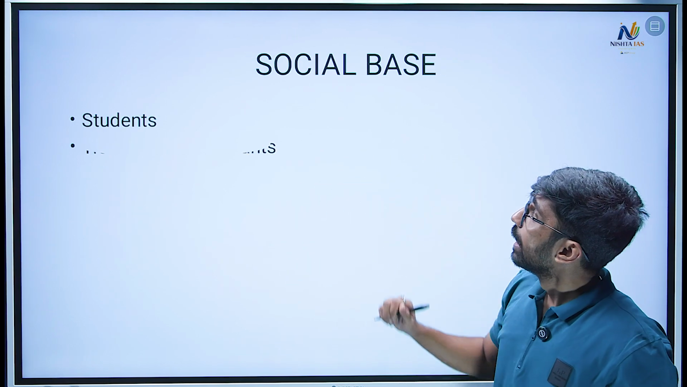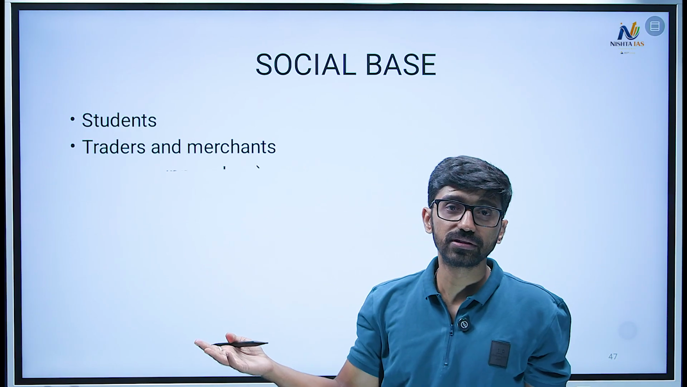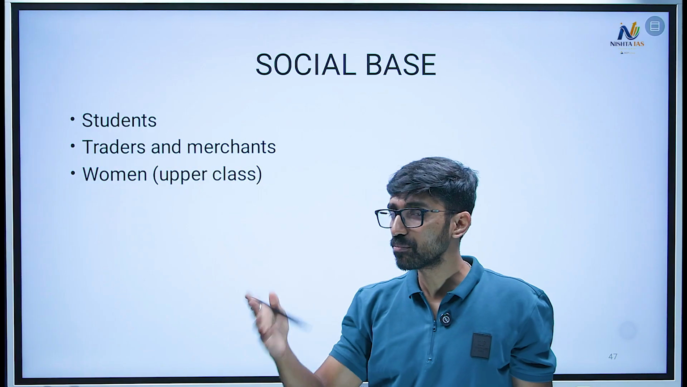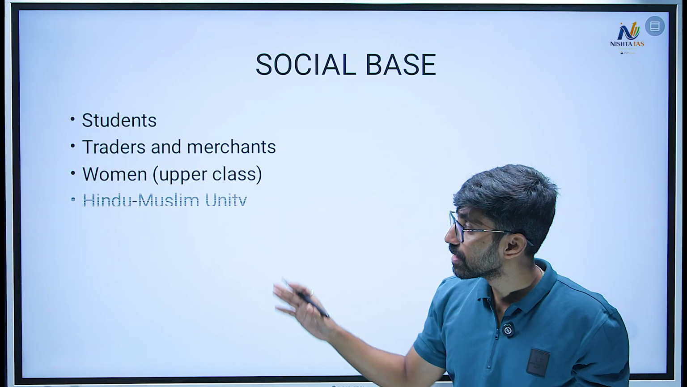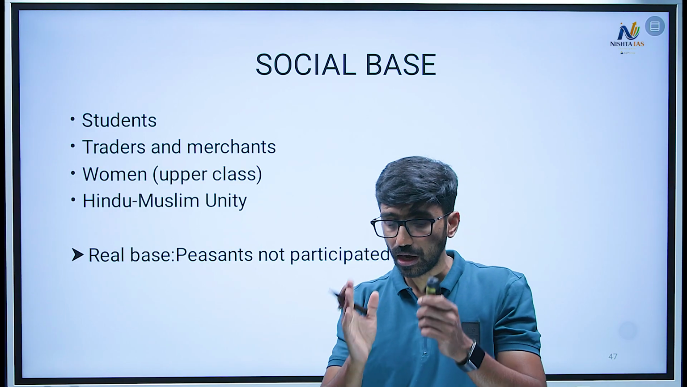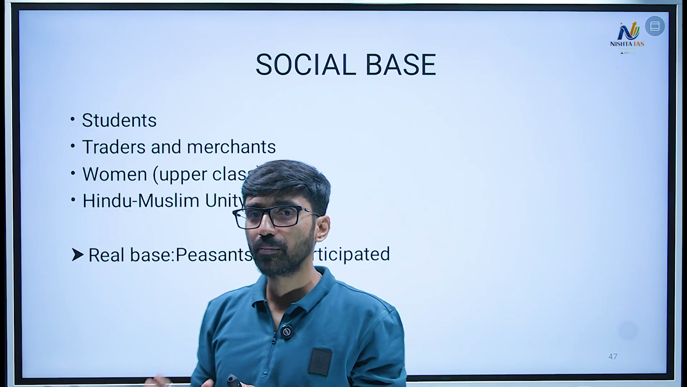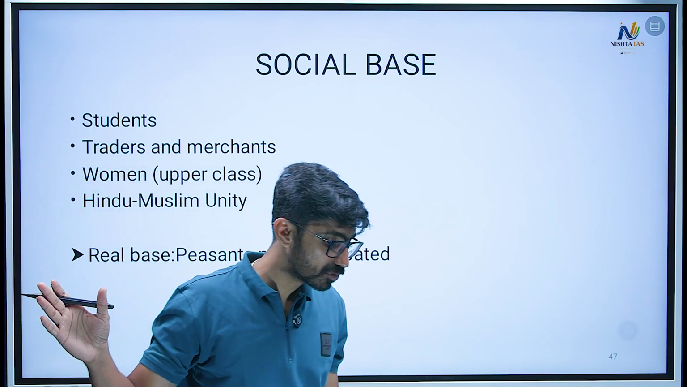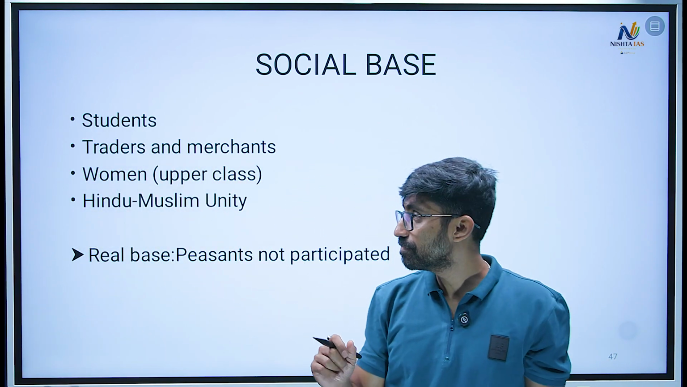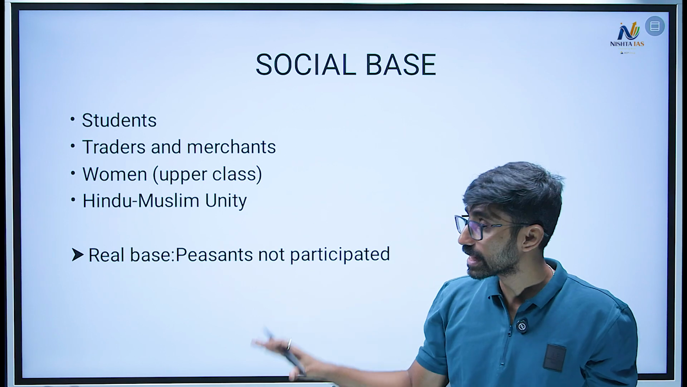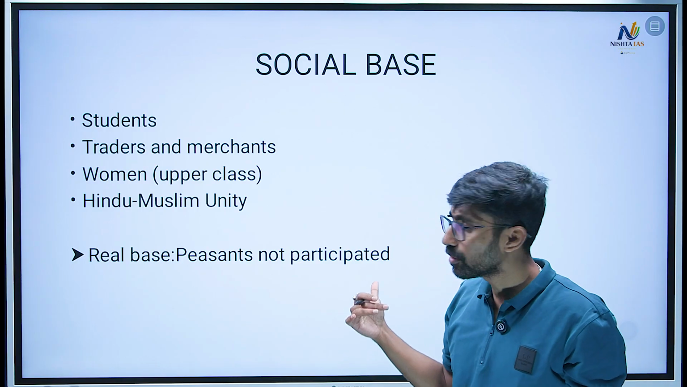Now, what is the social base? Who participated in this movement? Students, of course, boycotting schools and colleges. Traders and merchants not importing or using British goods. Women also, particularly upper-class women, started participating. Hindu-Muslim unity was shown, because one of the reasons behind the division of Bengal was to divide it on communal grounds: East Bengal became a Muslim-majority province and West Bengal a Hindu-majority province. So Hindu-Muslim unity was shown. But one of the weak points of this movement is that the peasants did not participate.